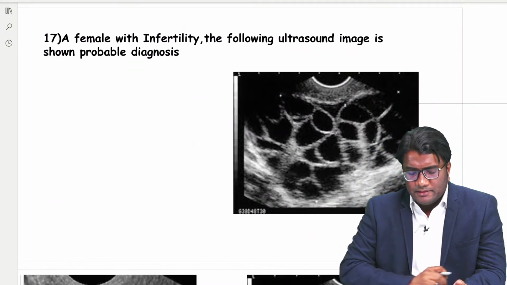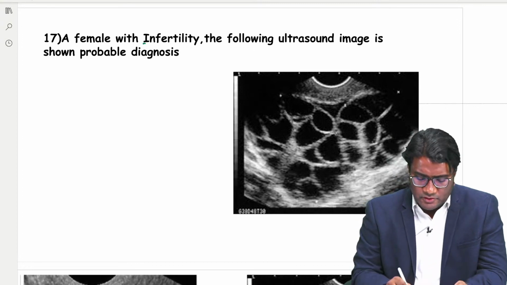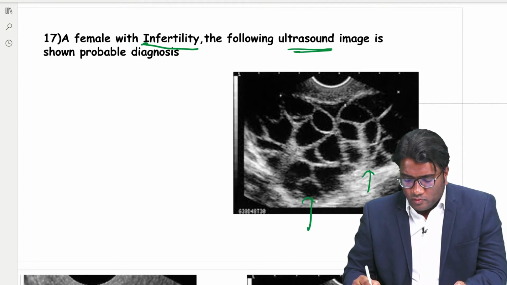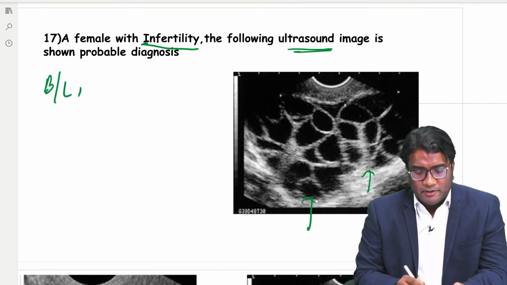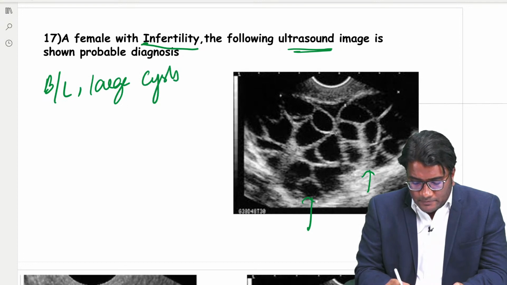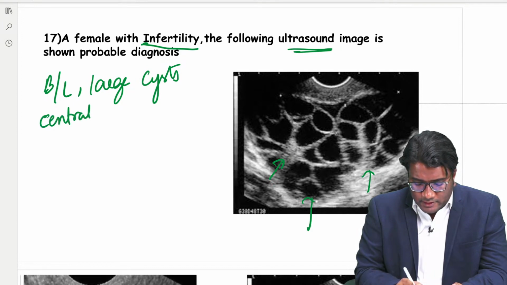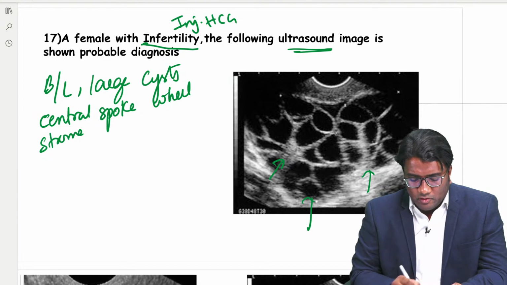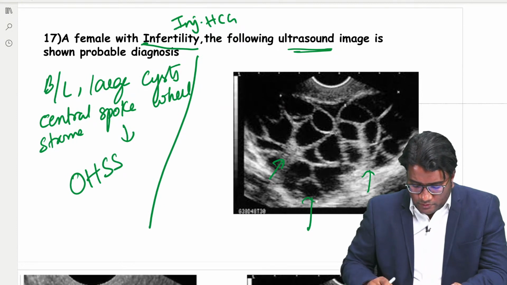This is also a very standard image that I teach you in obstetric ultrasound also. A female with infertility, and the history was also sufficient. An ultrasound image was given which showed bilateral ovaries to be enlarged. When you are seeing bilateral involvement, large cysts with thin central spoke wheel like stroma, with a classic history of infertility treatment, injections of HCG given into the female, all of this is suggestive of ovarian hyperstimulation syndrome.